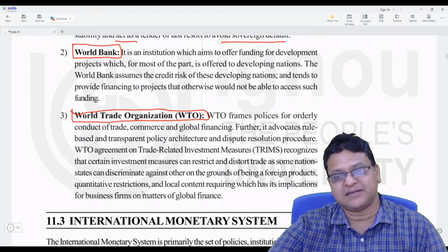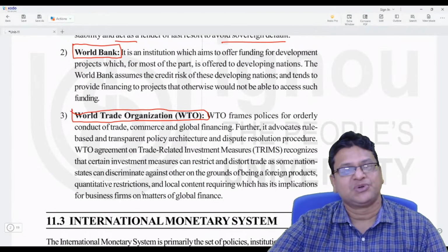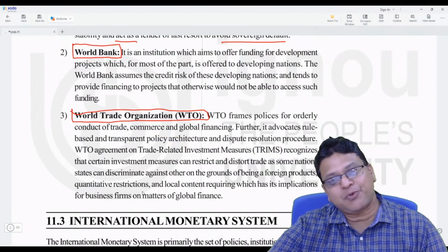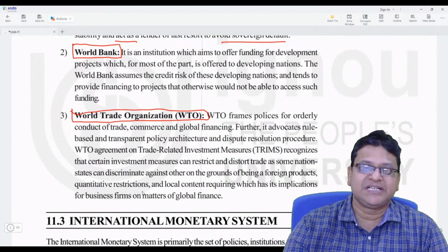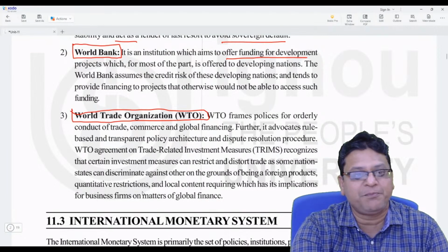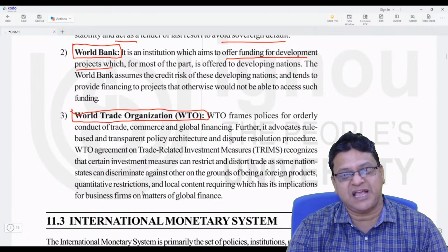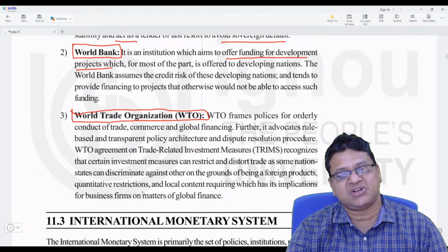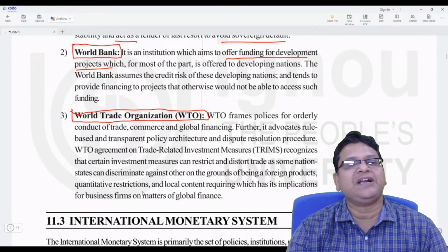So what is World Bank? World Bank is also a bank. It also provides funds to the member countries, to the members. But it provides funds for developmental projects. So it is an institution which aims at funding development projects, for construction of roads, bridges, dams, schools, colleges, all sorts of infrastructure, internet connectivity. It provides loans.